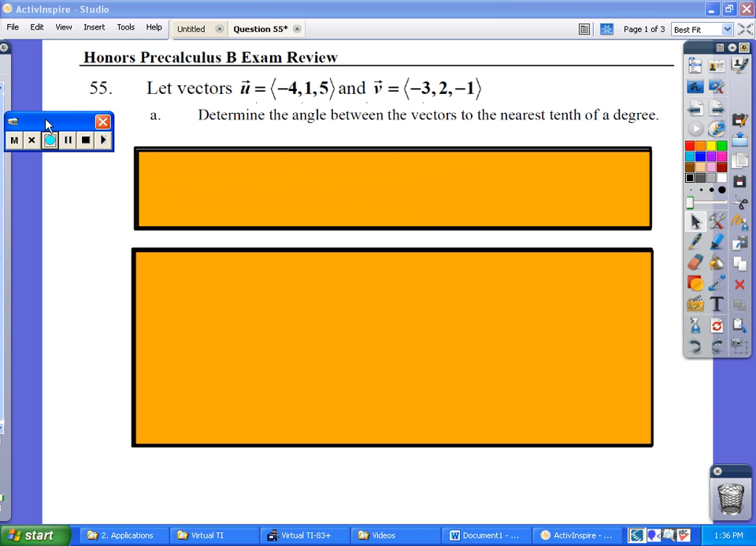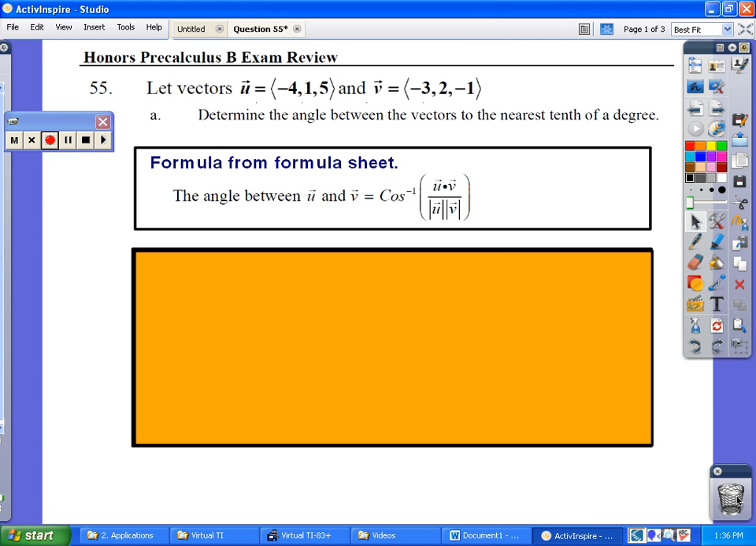Question 55. Let vectors u equal -4, 1, 5, and v equal -3, 2, -1. Determine the angle between the vectors to the nearest tenth of a degree. So the first thing, look at the formula sheet, and you'll see that the angle between u and v is equal to cosine inverse of the quantity, the dot product of u dot v in the numerator, divided by the magnitude of u times the magnitude of v in the denominator.